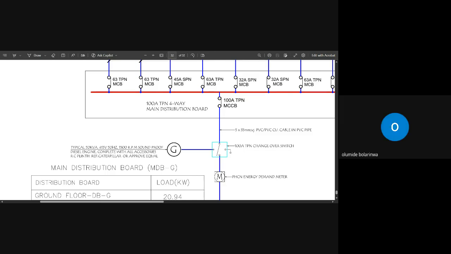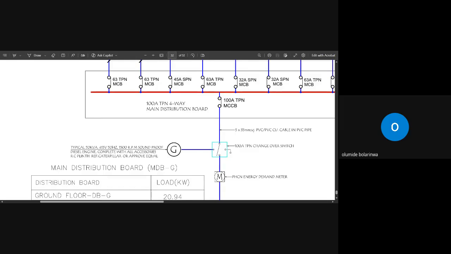You know that your changeover is at the height of what? 2.4 meters now, and your distribution board is on the floor, yes or no? Yes. Now, from that your changeover, we allow 0.6 for termination. What's the height of your changeover to the ground? It is 2.4.